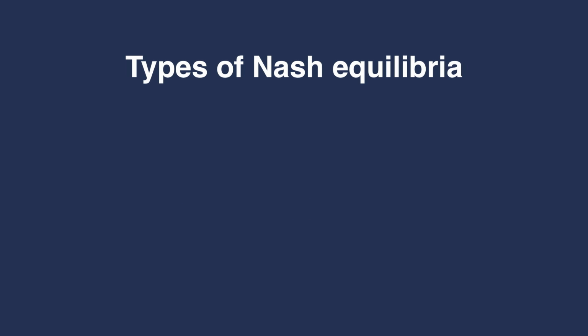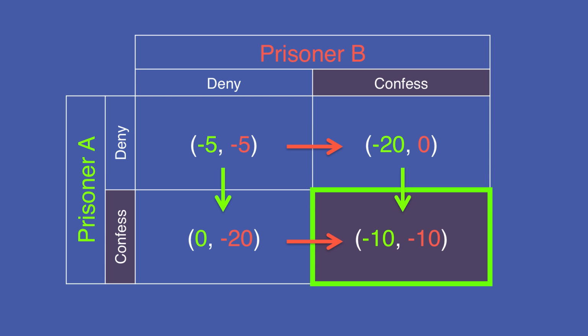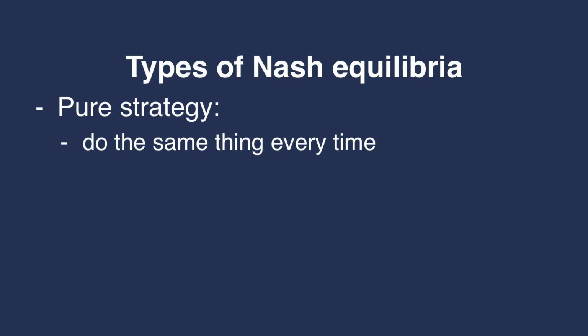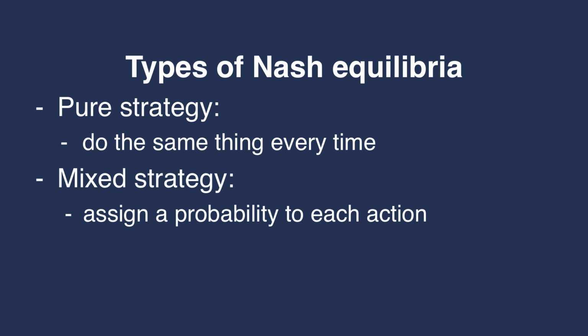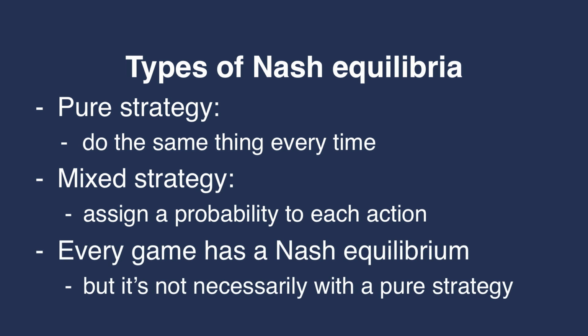There are two main types of Nash equilibria. Think of what we saw in the prisoner's dilemma. Each player will always confess. This is called pure strategy. You do the same thing every time. The second is called mixed strategy, where you randomly choose from among your options with a predetermined probability. Between pure and mixed strategies, every game has a Nash equilibrium.